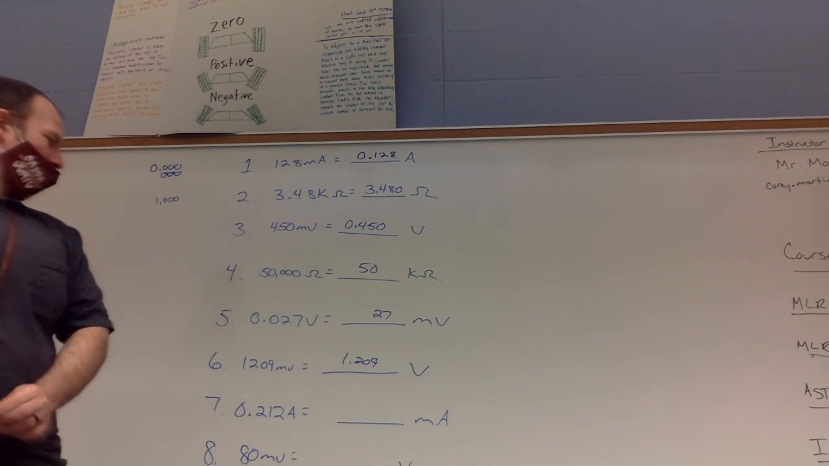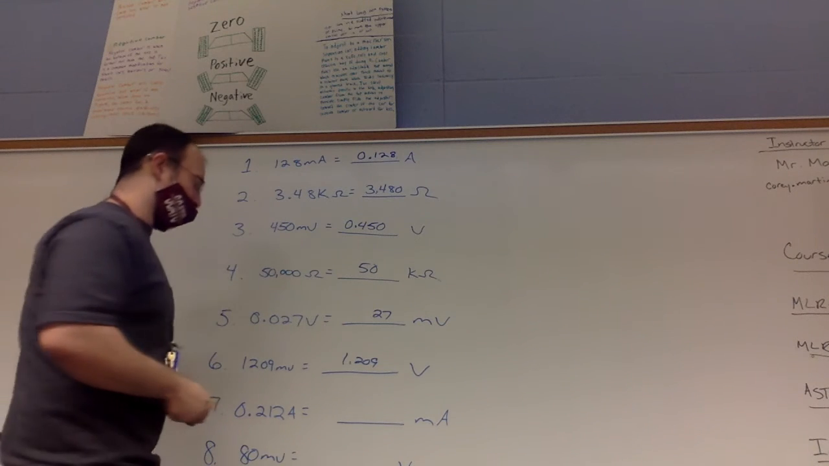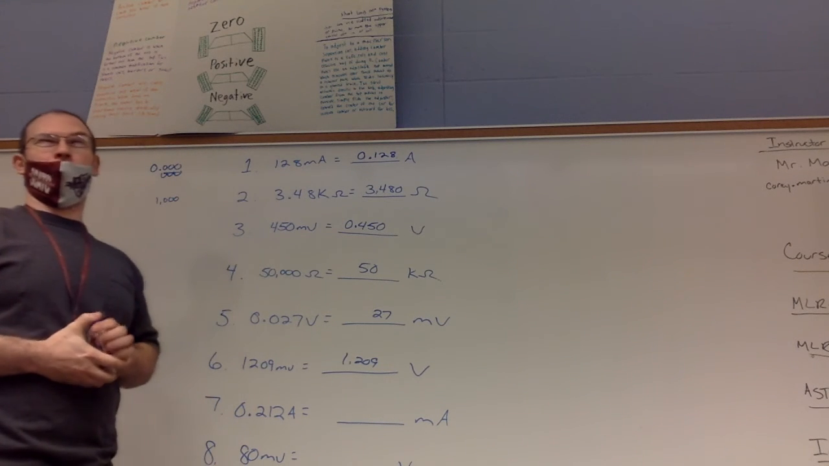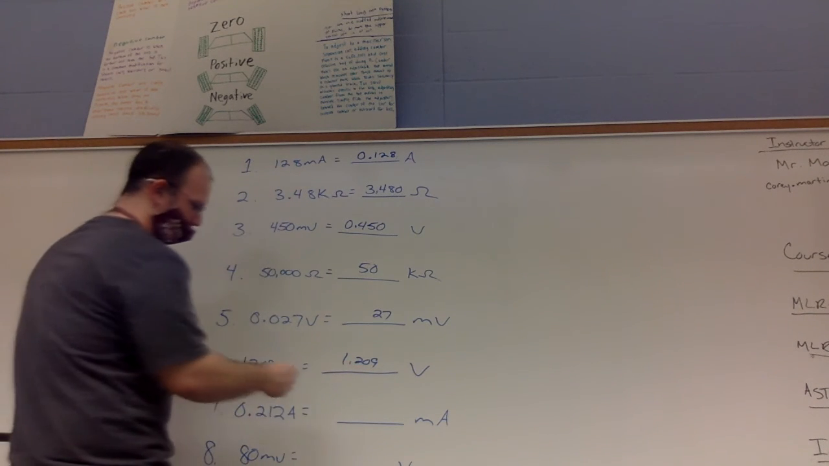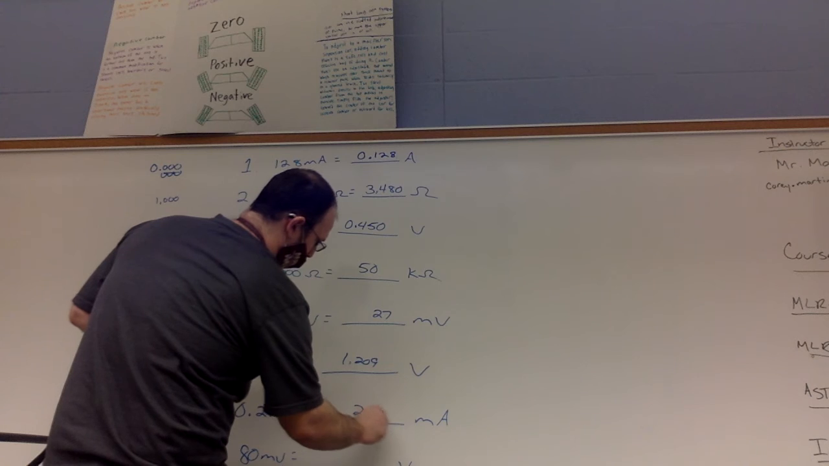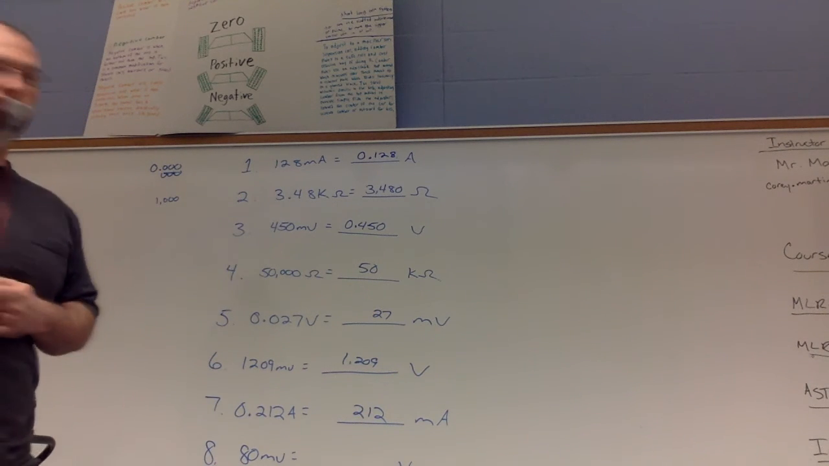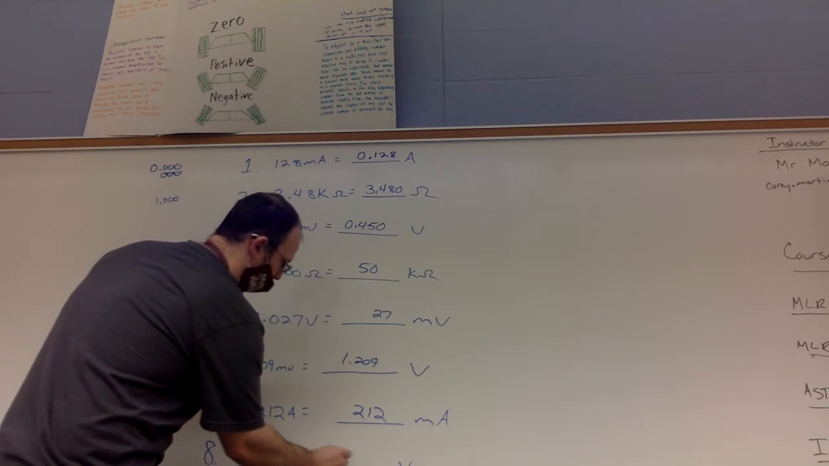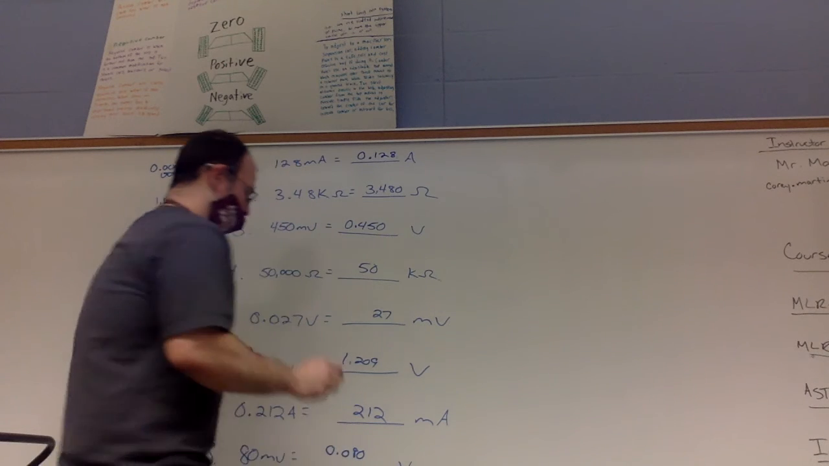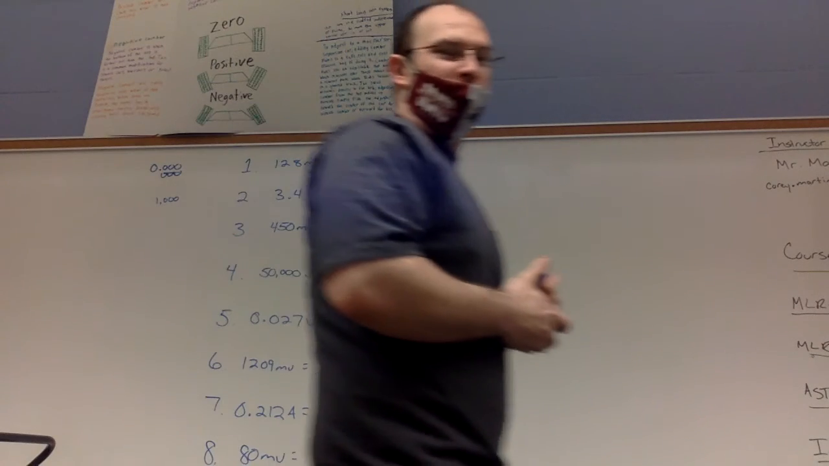Number 7, going from amps to milliamps. So 0.212 amps is equal to 212 milliamps. Move the decimal place 3 places. And then at the very bottom, we've got 80 millivolts, and we're going to volts. We're going to move the decimal 3 places again in the opposite direction. So hopefully you get the understanding of this. If you don't, please make sure that you ask me questions.